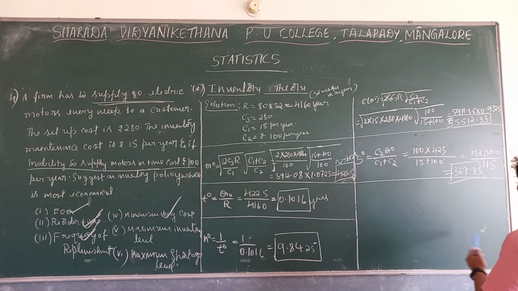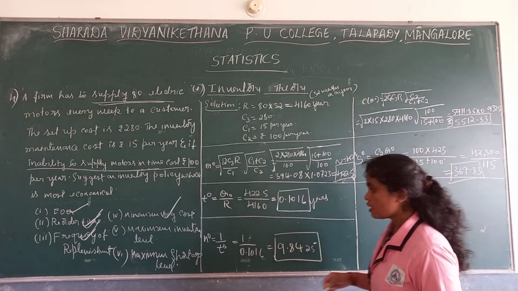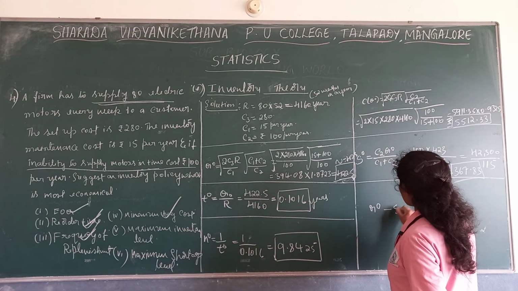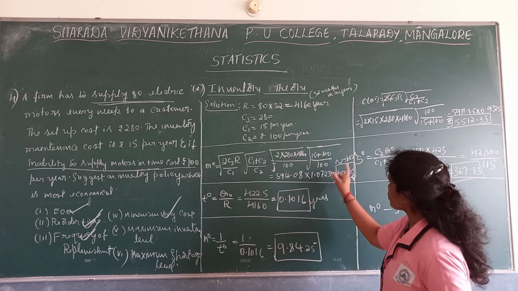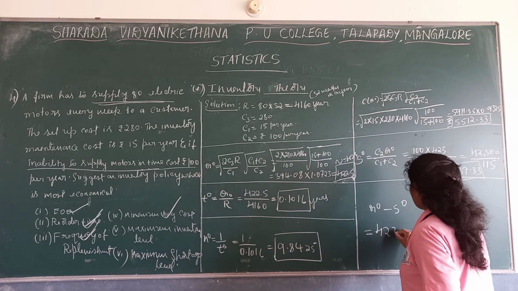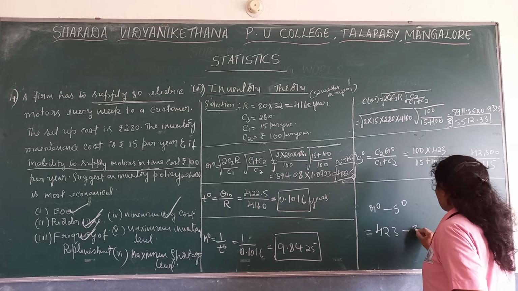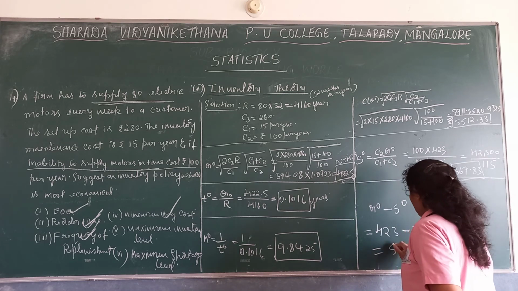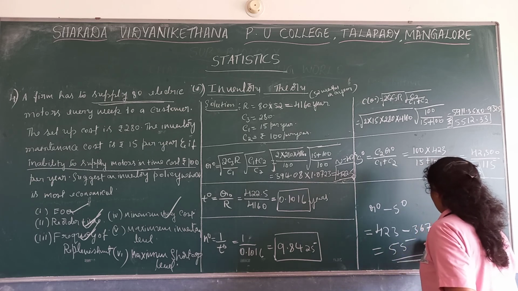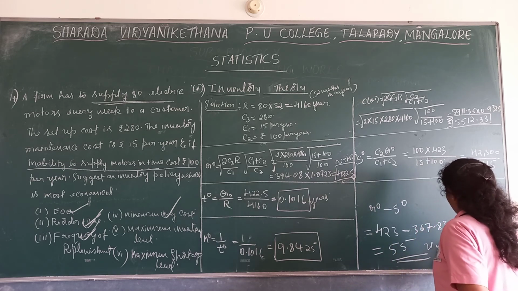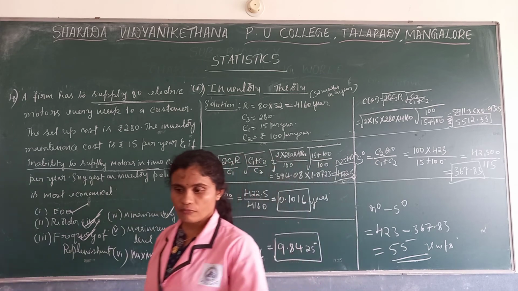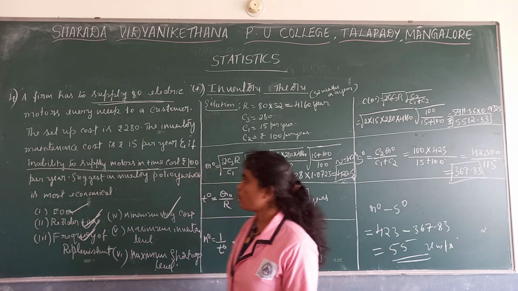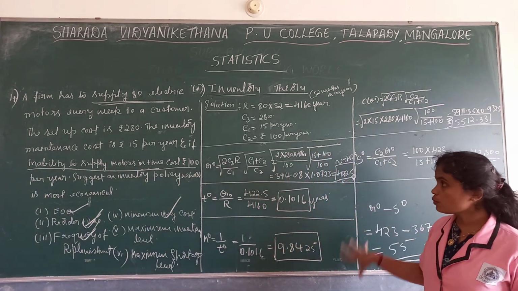Then next one, the last one, that is maximum shortage level. Maximum shortage level formula is Q0 by S0. What is Q0 here? 423. What is S0 here? 367.80. So we get here 55. The last one, 55 units. So this is the model 2 formulas. This is about model 2 problem.